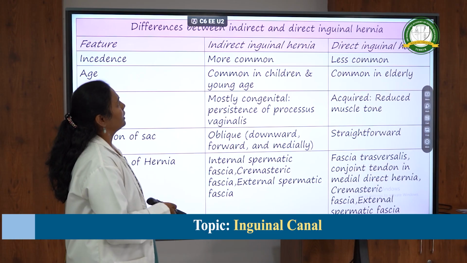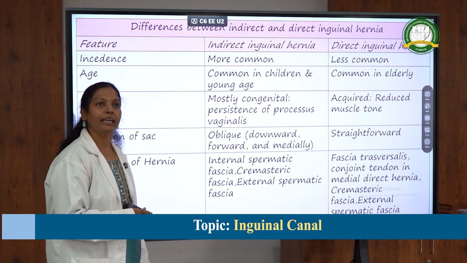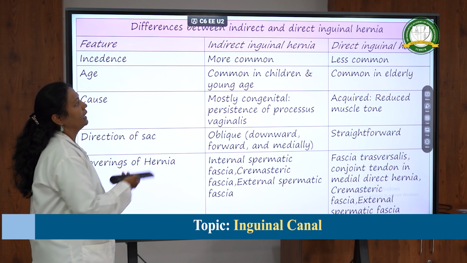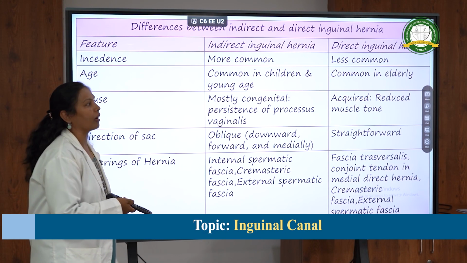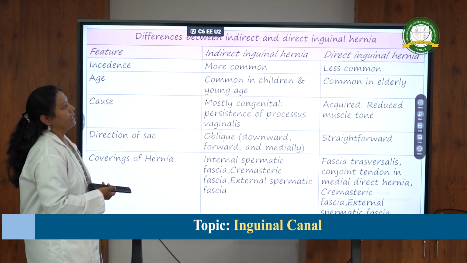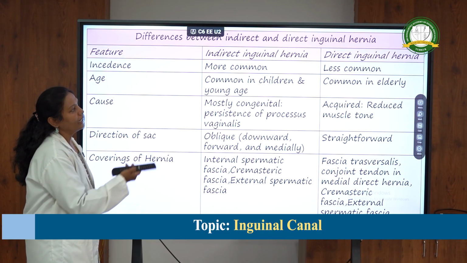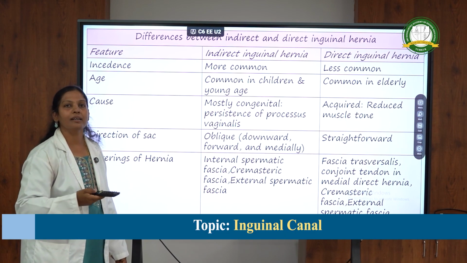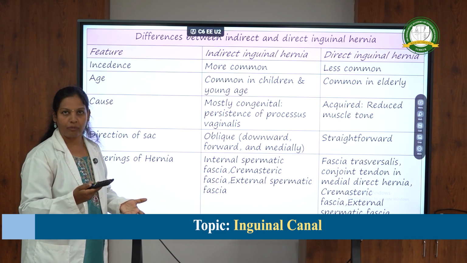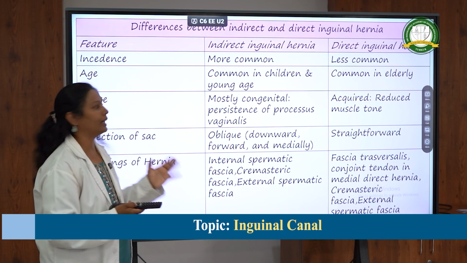Coming to the differences between the indirect inguinal hernia and direct inguinal hernia. Incidence: comparatively, indirect inguinal hernia is more common when compared to the direct inguinal hernia. Age: indirect is common in children and young age. Direct is common in the elderly, because it is due to the weakness of the anterior abdominal wall muscles. It usually occurs in elderly people. That's why it is common in the elderly.